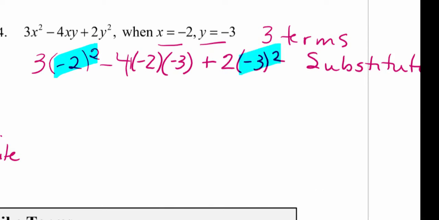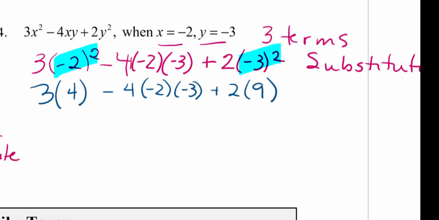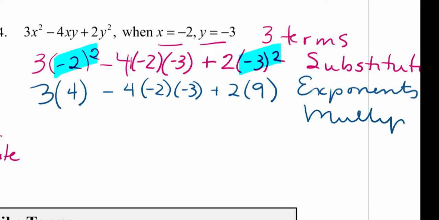Now we're going to do the exponents. So we have -2 squared and we have -3 squared. So that's going to be our first step. So that's 3 times... -2 squared is a positive 4. And then -3 squared is a positive 9. And now next we're going to do our multiplication, right? So we have 3 multiplications here.